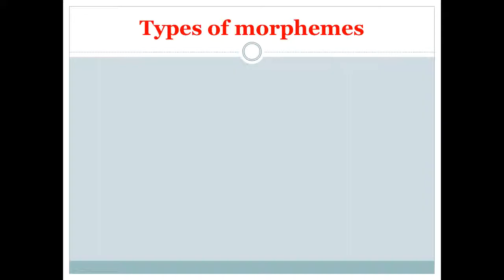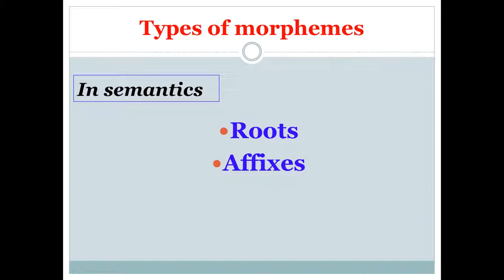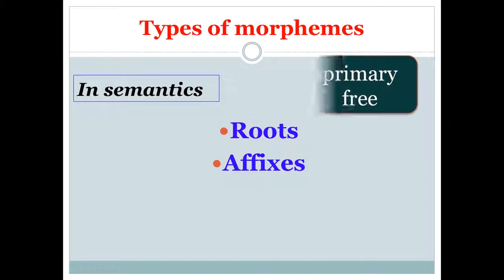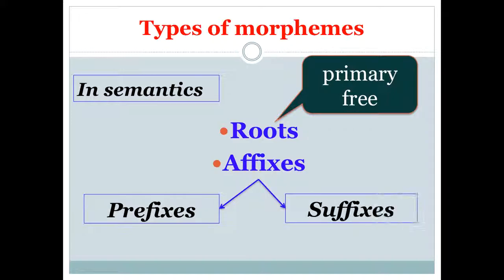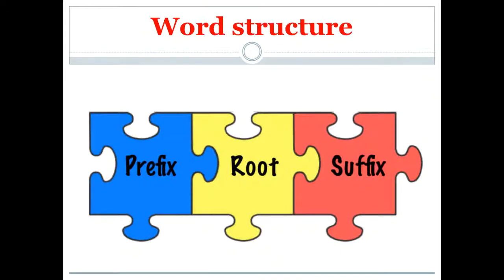I have just presented types of morphemes in structure. Now, in semantics, morphemes are also divided into two types, roots and affixes. Roots are primary parts of words. They are mainly free morphemes. Affixes include prefixes and suffixes. This is the structure of a word.